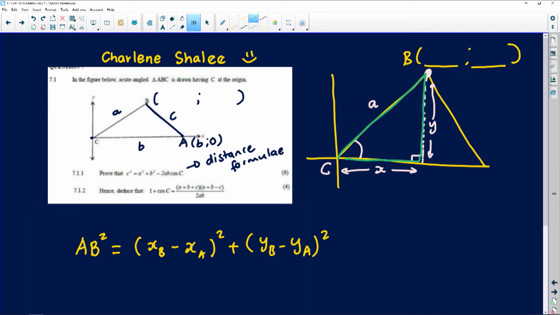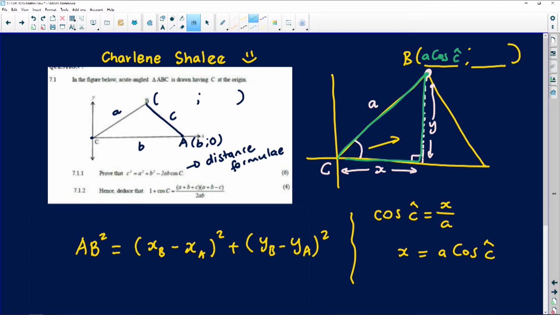Okay, it's going to help me to find the coordinates of B. Right, so what did we say? That's the opposite side. So if I want to find x, I'm looking for the adjacent side. So I can simply say cos of angle C is adjacent, which is x, over hypotenuse. If I simplify that by making x the subject of the formula, it simplifies to x equals a cos of angle C. And that is the x coordinate of point B. It is just small a cos of angle C.